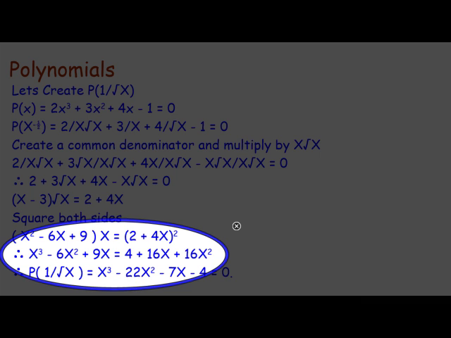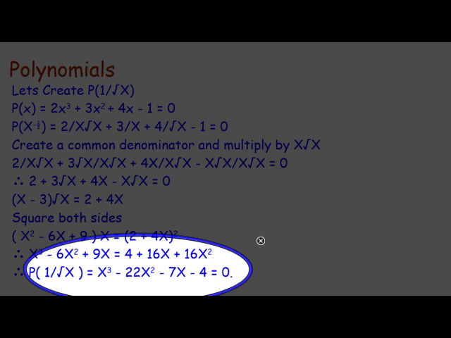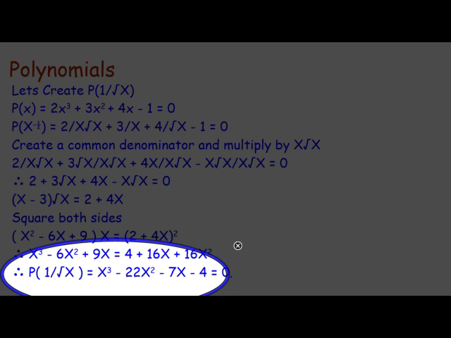When we eventually get down to here, we have X cubed. We've got an equation, and we just have to move everything over to one side. Then we get down to the final part. This is our new equation, P of 1 over root big X, which is the polynomial equation with roots related back to the original polynomial, and these are 1 over the roots squared. This is big X cubed minus 22 big X squared minus 7 big X minus 4 equals 0.